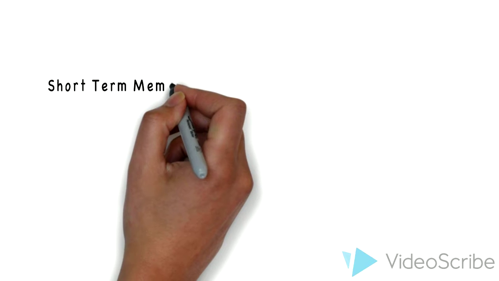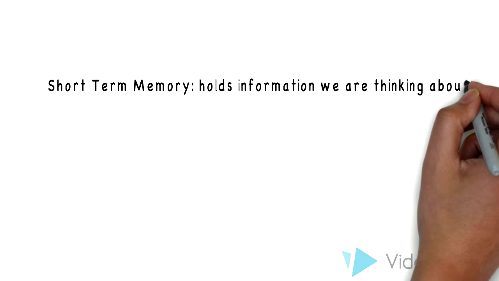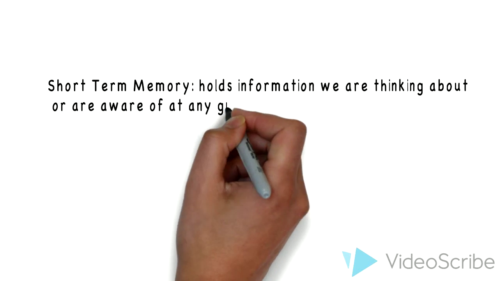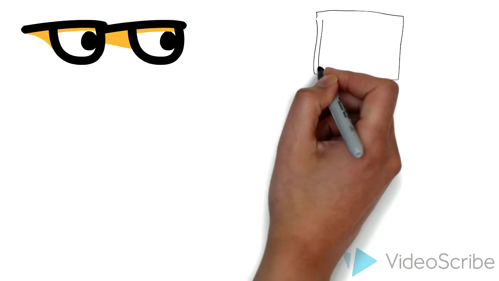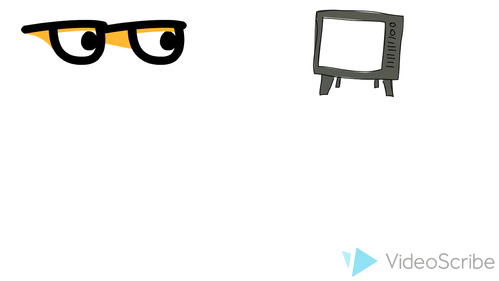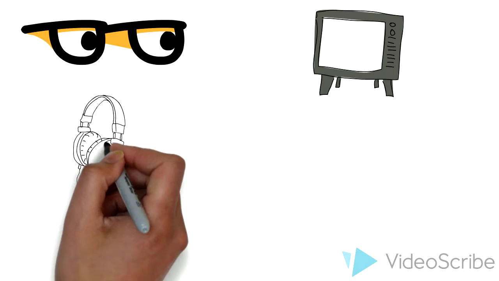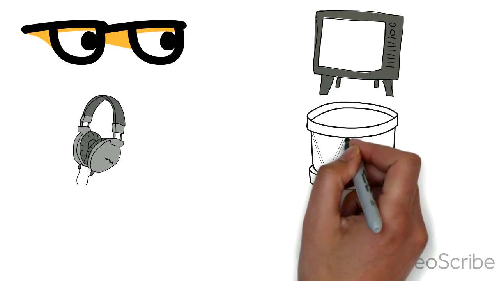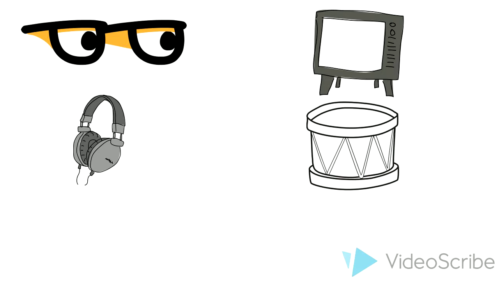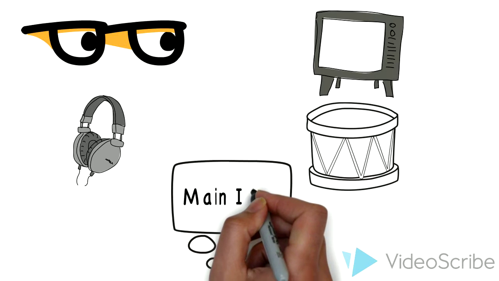Short-term memory holds information we are thinking about or are aware of at any given moment. There are 3 types of ways to encode information. The first is visual encoding, which is the encoding of images. For example, if you were watching TV and remembering what you saw. There's also acoustic encoding, which is the encoding of sounds or sounds of words. For example, if you heard any instrument. And there's also semantic encoding, which is the encoding of meaning, the gist of something, or the main idea.